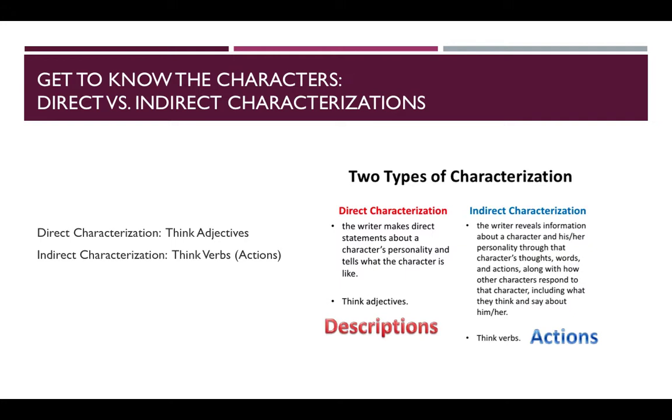When thinking of characterization, think adjectives and verbs. When an author uses direct characterization, the writer makes direct statements about a character's personality and tells what the character is like. Think descriptions and adjectives. When a writer uses indirect characterization, the writer reveals information about a character and his or her personality through that character's thoughts, words, and actions, along with how other characters respond to that character, including what they think and say about him or her. Think actions and verbs.